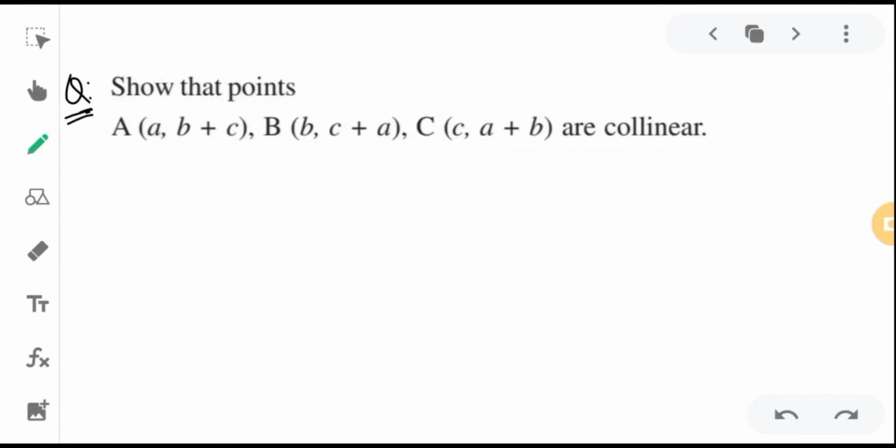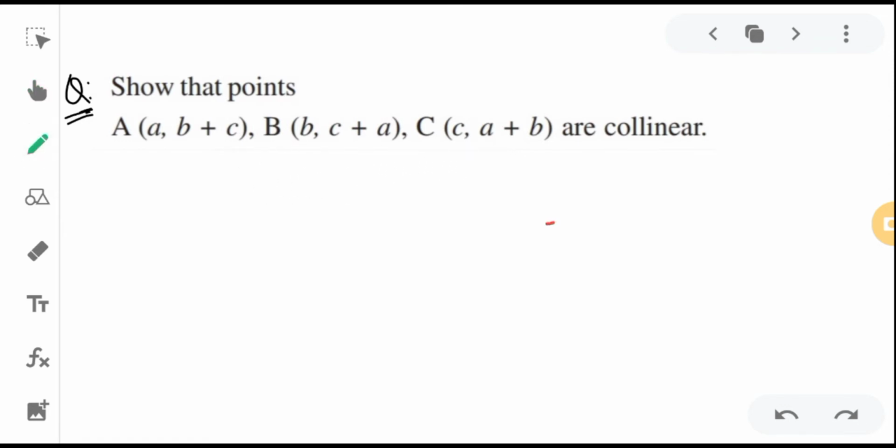Hello students, today we'll discuss one question of determinant. The question is to show that the points A, B plus C; B, C plus A; and C, A plus B are collinear. Three points are given and we have to prove that the points are collinear.